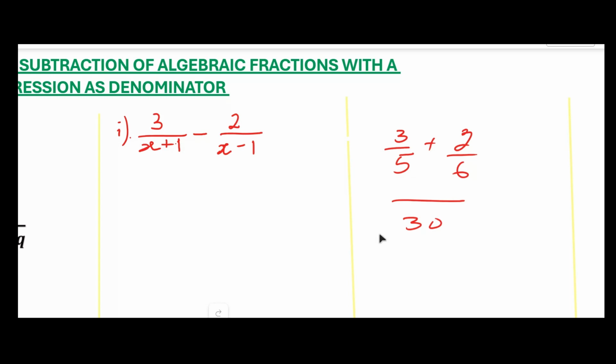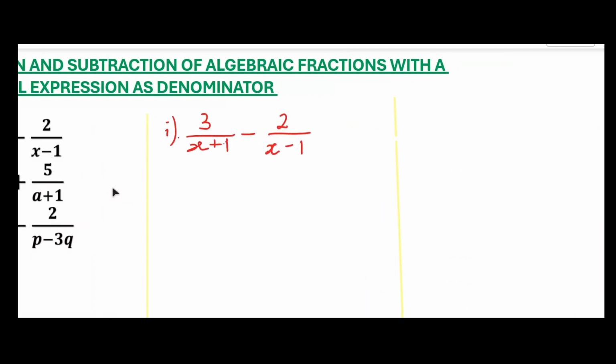So how do we simplify these? Let's get it started. All right, so coming back to this question, that is the first one, we have this. So we have to find the LCM. I'm going to use the red ink. All right, so I'm going to find the LCM for these two denominators.